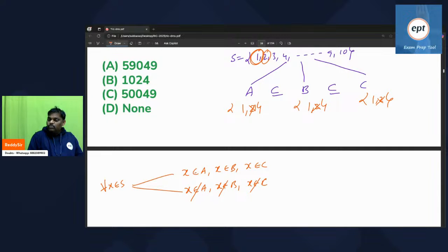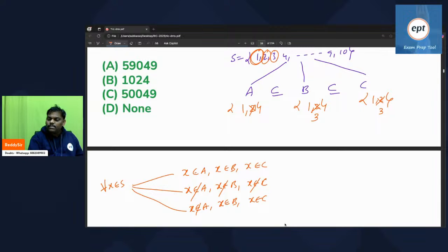Next one. Can you see the next one? If you take 3, 3 may be there in B also, C also. A doesn't have it, no problem, because A is a subset. So one more case is, X does not belong to A, but X belongs to B, X belongs to C. That is also okay.